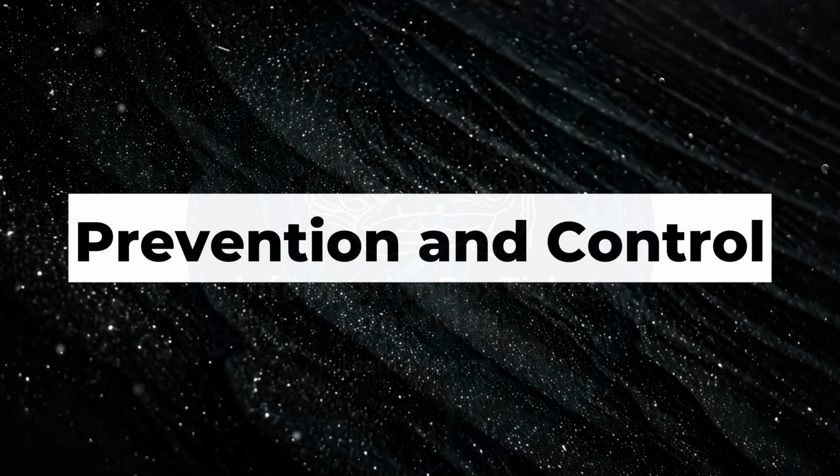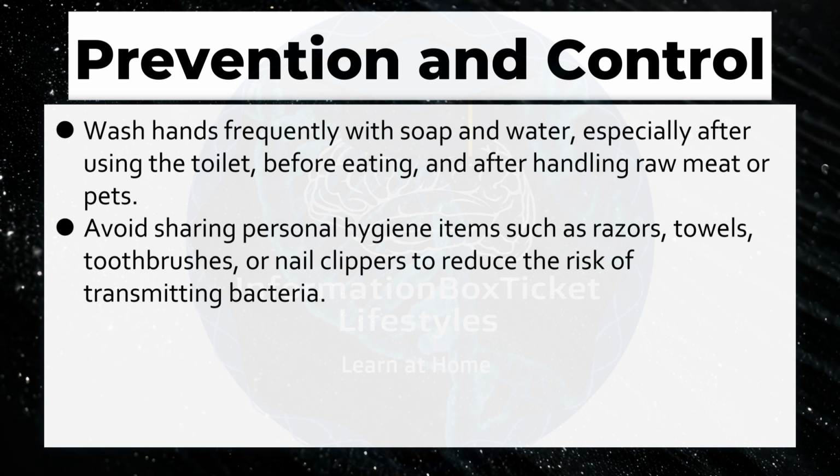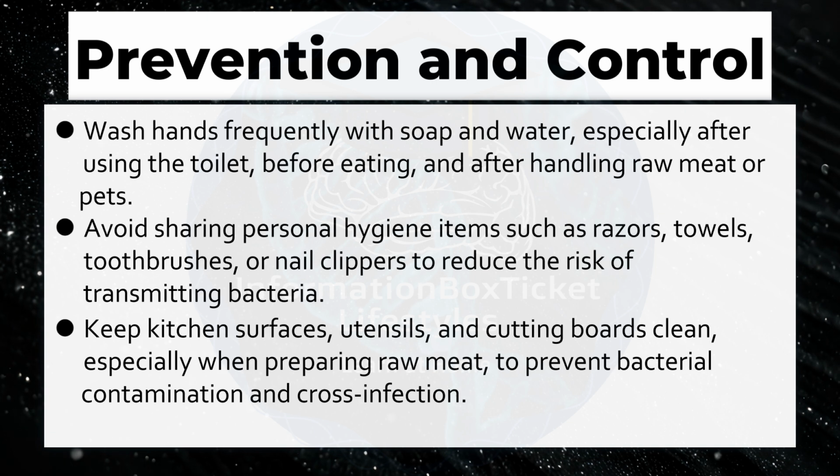Prevention and control. Wash hands frequently with soap and water, especially after using the toilet, before eating, and after handling raw meat or pets. Avoid sharing personal hygiene items such as razors, towels, toothbrushes, or nail clippers to reduce the risk of transmitting bacteria. Keep kitchen surfaces, utensils, and cutting boards clean, especially when preparing raw meat, to prevent bacterial contamination and cross-infection.